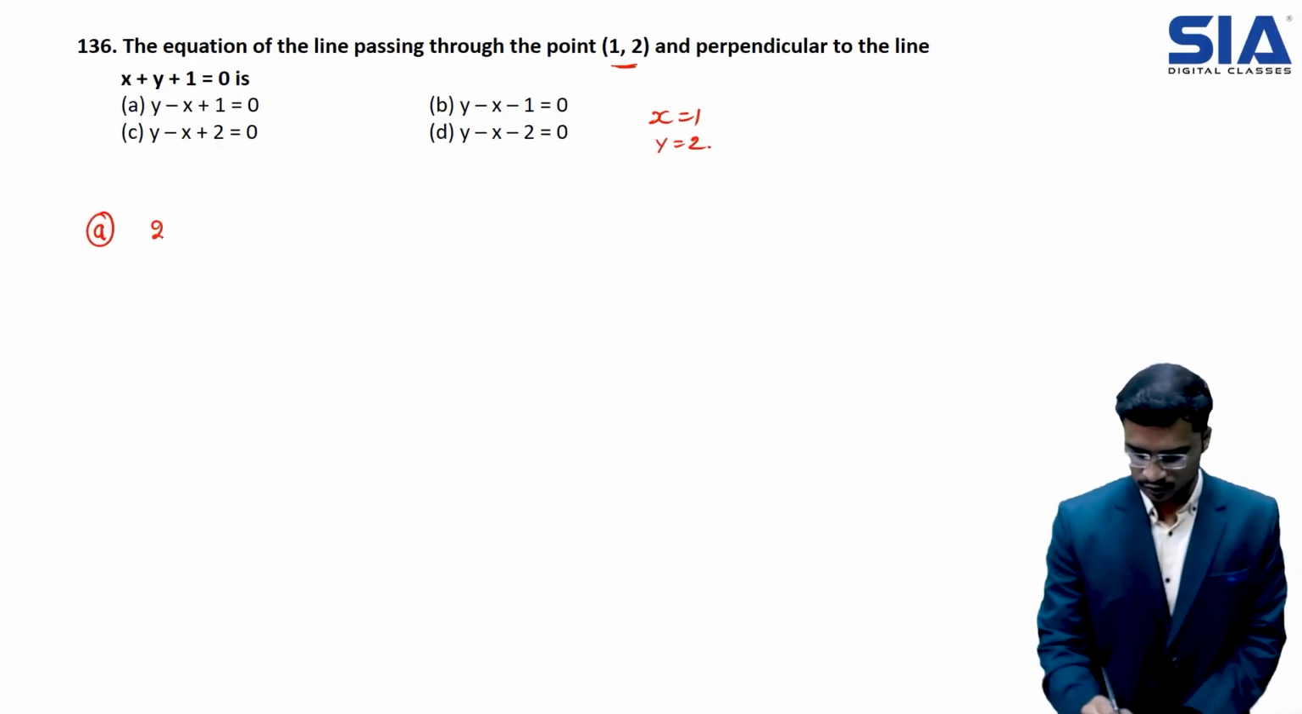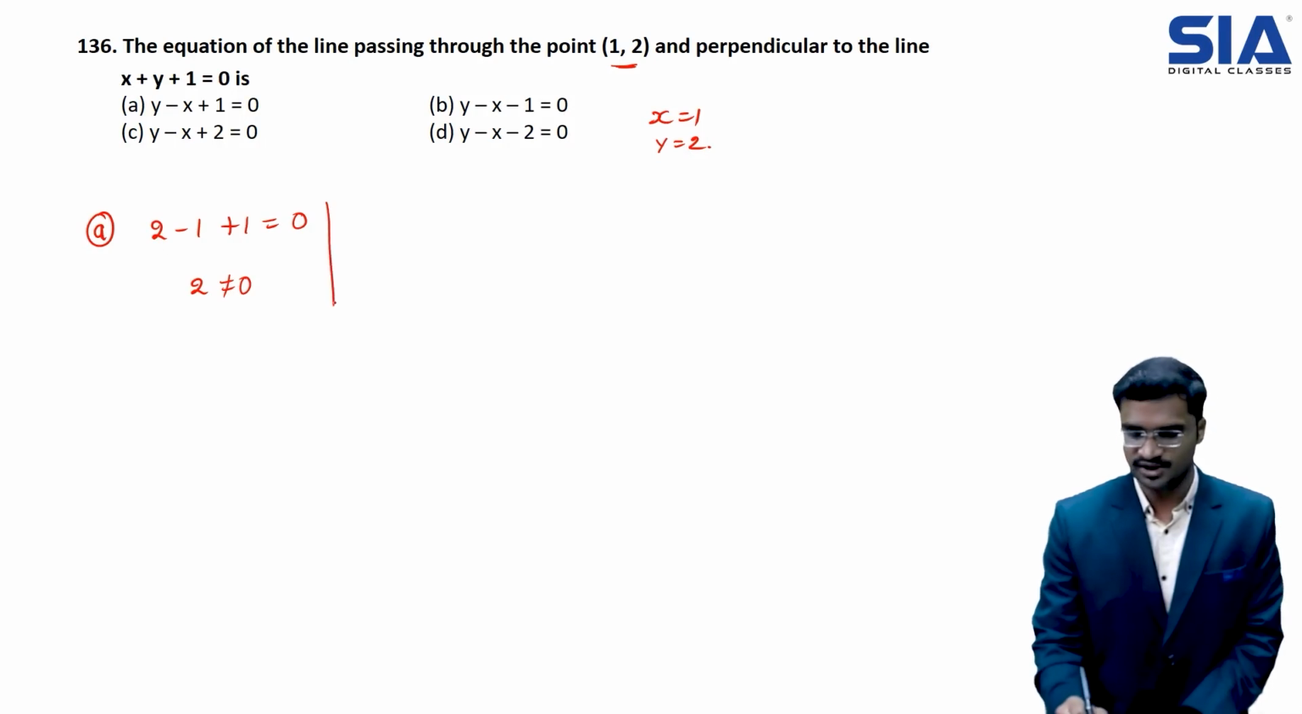So the y value is 2. 2 minus 1 plus 1 is equal to 0. So here the value is coming as 2. So 2 is not equal to 0. So the first option is eliminated.